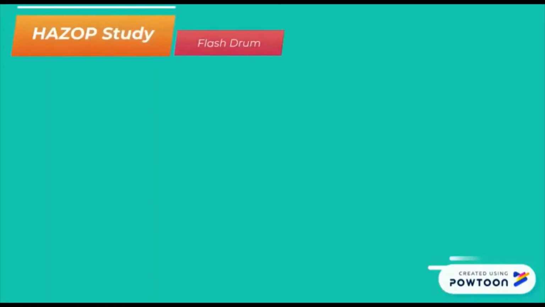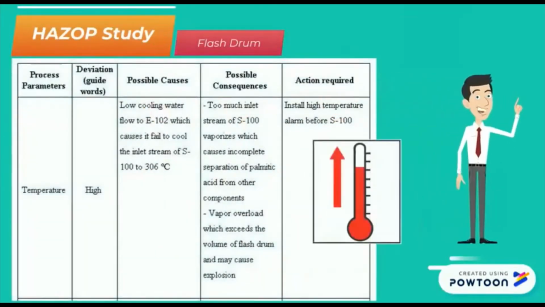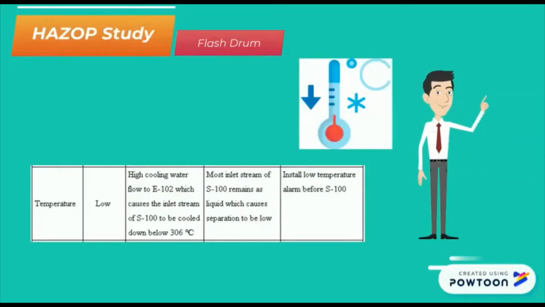Hazard study. The guide word is high temperature. The possible cause: low cooling water flow. Possible consequences: too much of the inlet stream of this unit vaporizes, causing incomplete separation. Next, vapor overload, which exceeds the volume of the flash drum and may cause explosion. Action required: installing a high temperature alarm before the flash drum. Low temperature. The possible cause is high cooling water flow. Possible consequences: low separation, and the action required is to install a low temperature alarm.